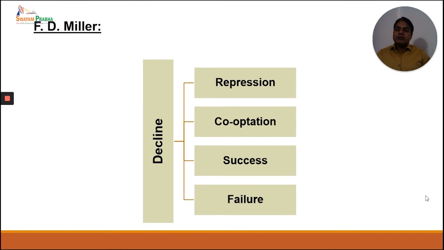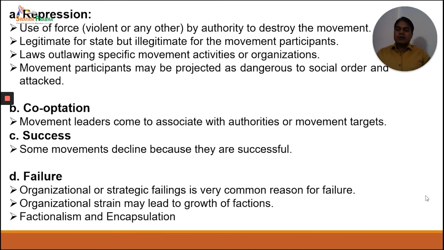According to Frederick D. Miller, decline can have four possible meanings. And what are these? He terms them as repression, co-optation, success, and failure. So the movement may decline because of, number one, repression. When excessive force is used by authority, by violent means or by some other means to destroy the movement, the movement may be repressed. So the movement may decline because of the use of force by the authority.